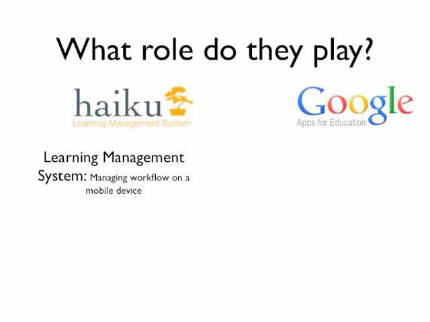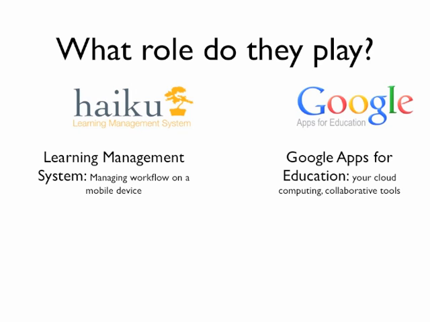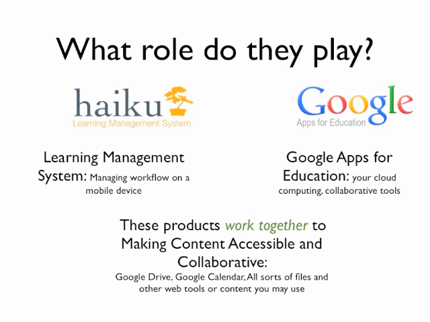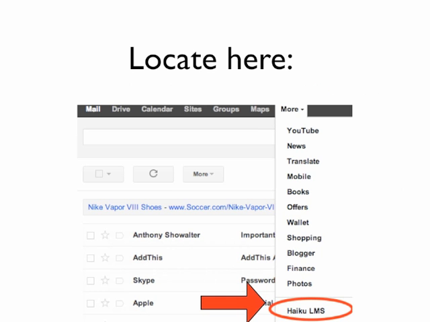Haiku is a learning management system that at a minimum can help manage workflow. Google Apps for Education are our cloud-based tools, very collaborative, helping all people to work together simultaneously or asynchronously. These products work together to make content accessible and collaborative. Remember, it's not Haiku versus Google, it's Haiku and Google. And you can easily log in to Haiku when you've already logged into your Google Apps for Education. Just click the More button.